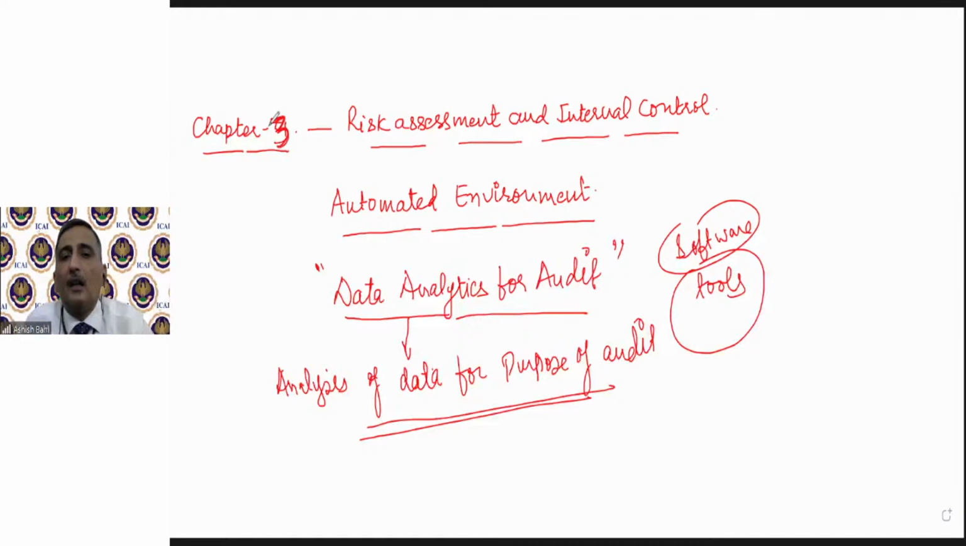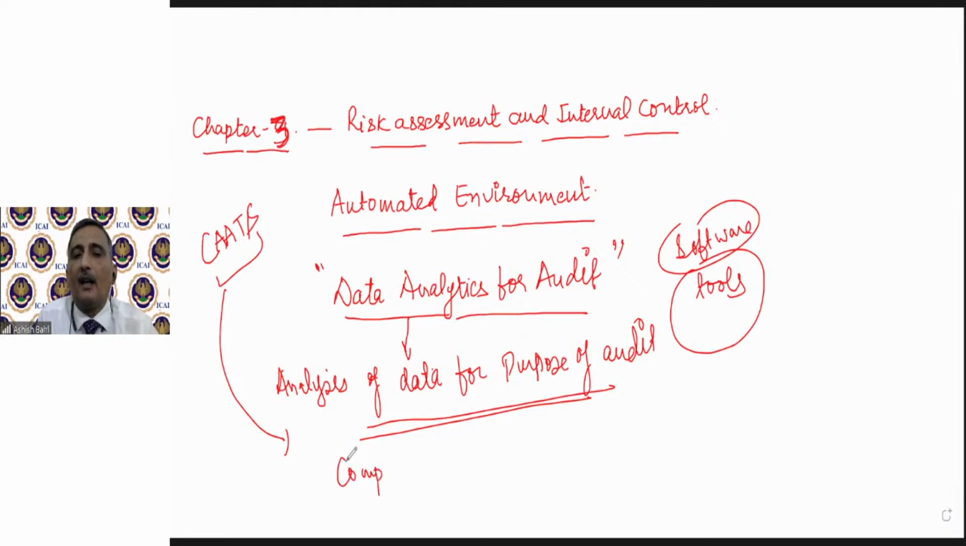So this is known as analysis of data for purpose of audit. Software tools are available which help the auditor in analyzing large amounts of data. One of such tools is CATS. So what are CATS? CATS are computer assisted audit techniques.